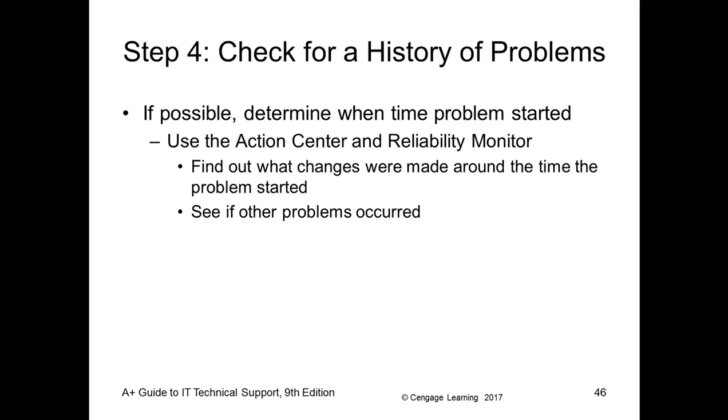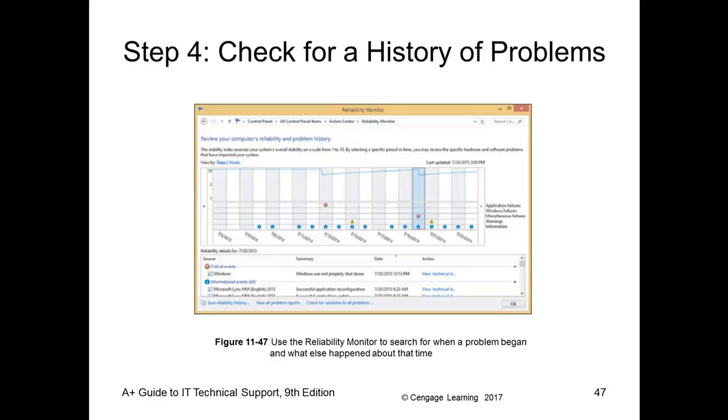And then you have the reliability monitor. Reliability monitor is basically a great way to go back and look at what has been happening to your computer over a set amount of time. So this is what the reliability monitor looks like. You can get to this under the control panel, under reliability monitor. You can also get to it under the action center. You can click on the reliability down at the bottom.